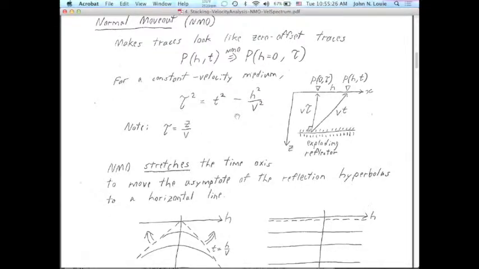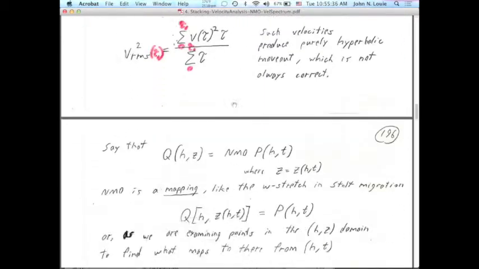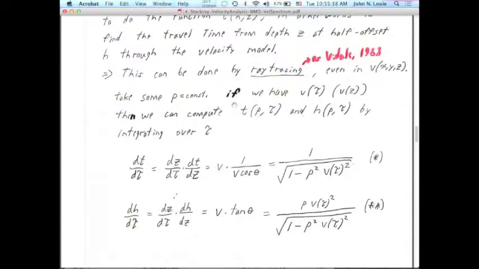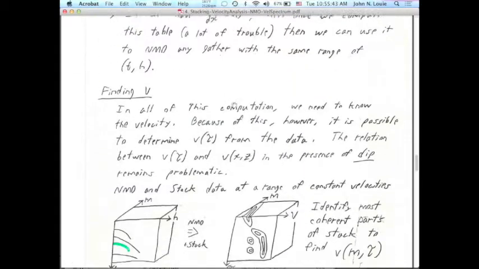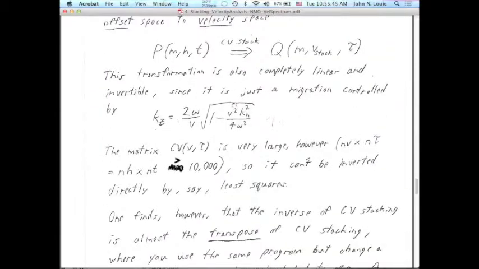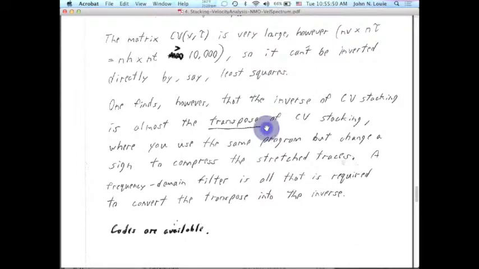So you can take your data, and I have an NMO correction stacking program where the inverse CV stack is accomplished just by changing the sign and restacking it. Okay, that's using the transpose of the program to accomplish the inverse, and we'll look later at this issue of how close the transpose is to the inverse.